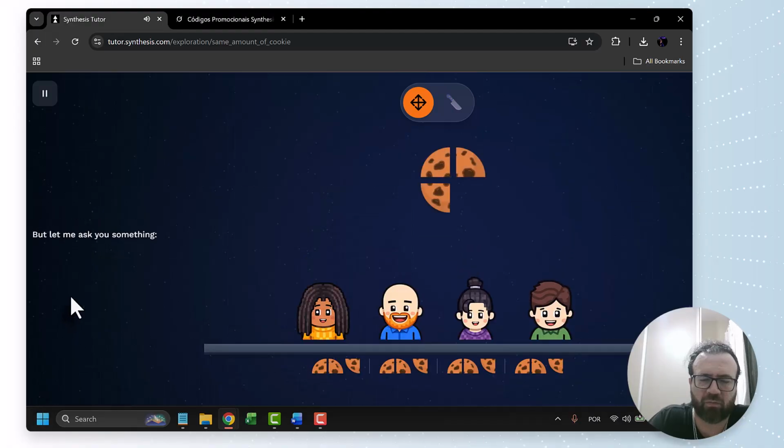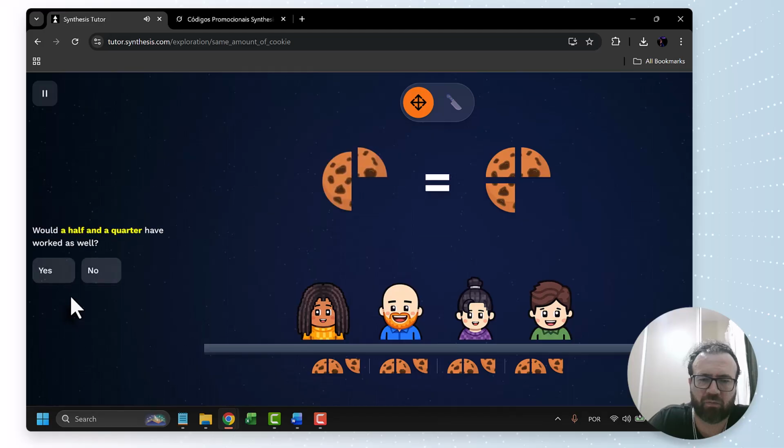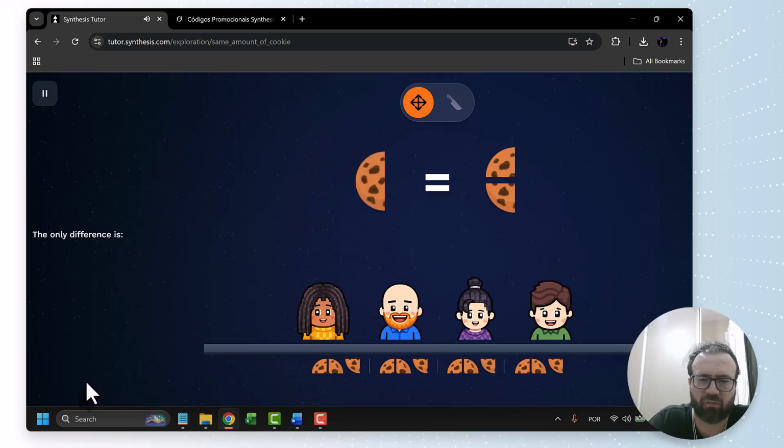But let me ask you something. Would a half and a quarter have worked as well? Yeah, 3 quarters looks pretty much the same as a half and a quarter. The only difference is 1/2 versus 2 quarters. Let's write these as fractions. See if you remember how to write the fraction for a half.